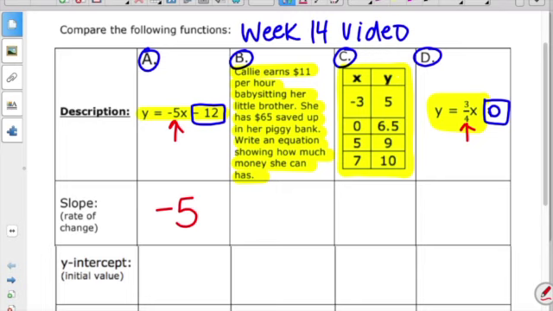So remember, our slope is our rate of change. So how much is her money going to change each time? So for every hour she works, her money's going to go up or increase by $11. So that is our rate of change. She's earning $11, so it's positive 11.